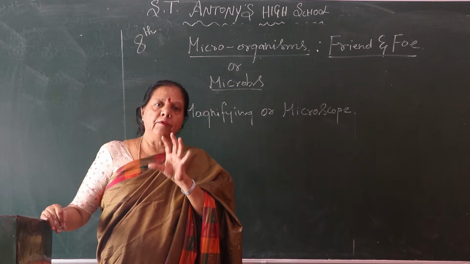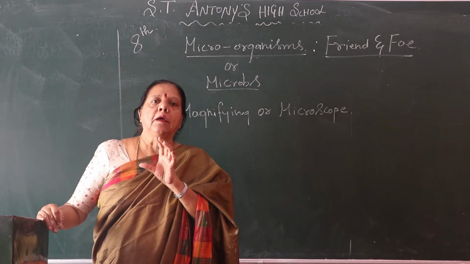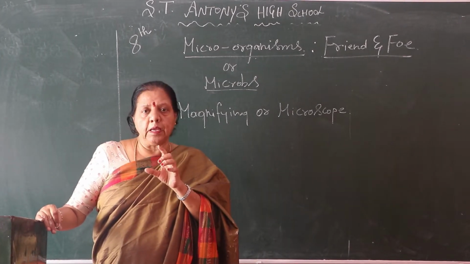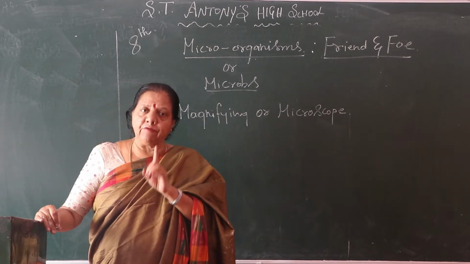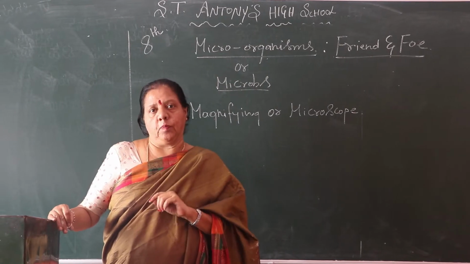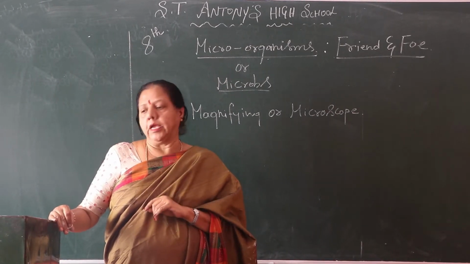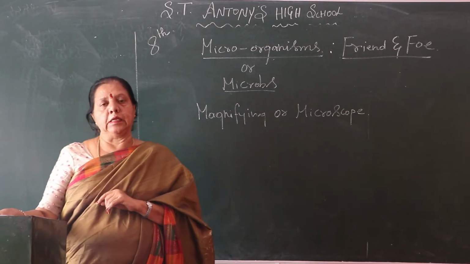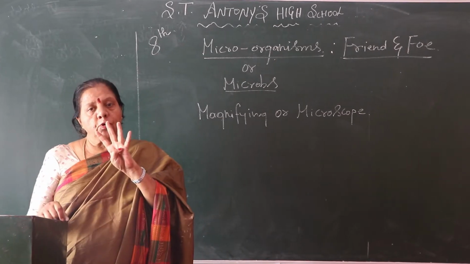Microorganisms are very, very small living organisms. They can be seen under a magnifying glass or the device microscope. Clear, children? Okay. These microorganisms have four groups.